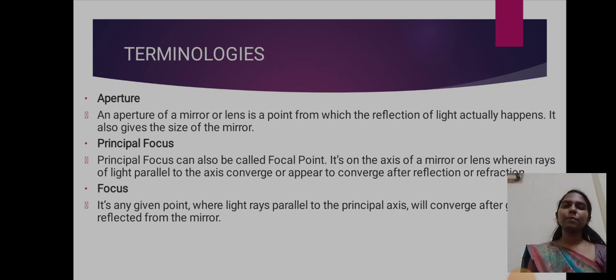Aperture. An aperture of the mirror or lens is the point from which the reflection of light actually happens, and it also gives the size of the mirror. Principal focus can also be called the focal point. It is the point on the axis of the mirror or lens where rays of light parallel to the axis converge, or appear to converge, after reflection or refraction. Focus. It's any given point where light rays parallel to the principal axis will converge after reflection from the mirror.